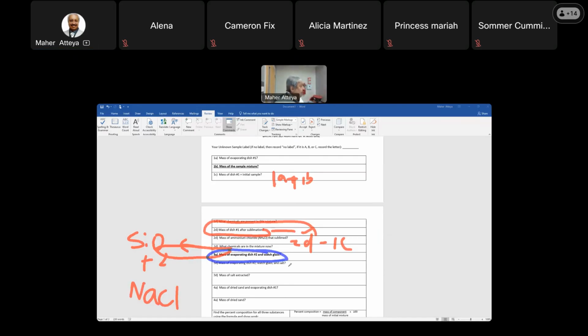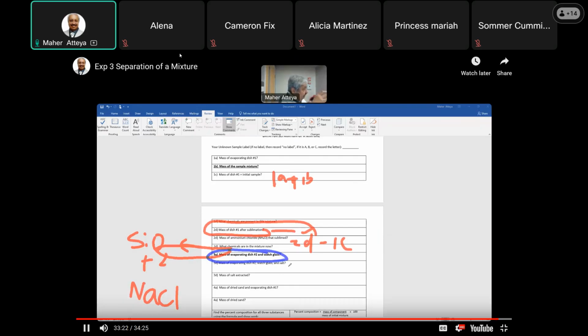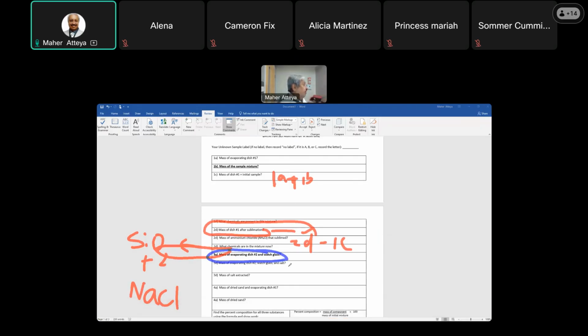Then you make the recovery calculation. Okay, guys? I think that's all. I'm not spending that much time. The recovery is the mass of whatever you have recovered divided by 3.0 grams. That's the total. Multiply by 100. That's for each one of them. So the total you have recovered of sand by itself, sodium chloride by itself, and ammonium chloride by itself, divided by the total 3 grams, multiplied by 100, will give you the recovery.